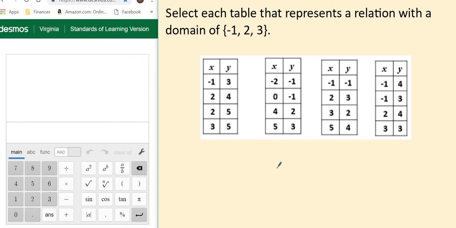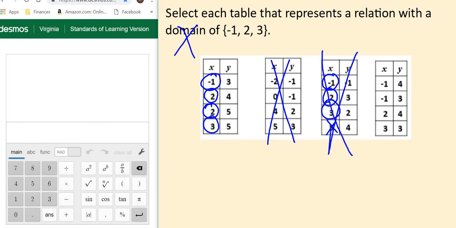Select each table that represents a relation with a domain of -1, 2, and 3. Domain is x values. So we've got a -1, we've got a 2, we've got another 2, we've got a 3. So that's good. We've got a -1, no 2, and no 3, so that one's out. We've got a -1, a 2, a 3, but we also have a 5, so that takes that out. We have a -1, a -1, a 2, and a 3. So we've got 2 that have the domain of -1, 2, and 3.